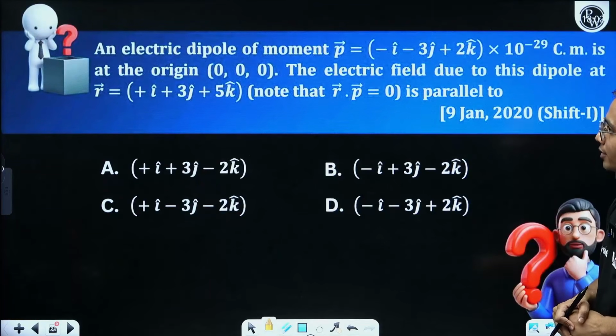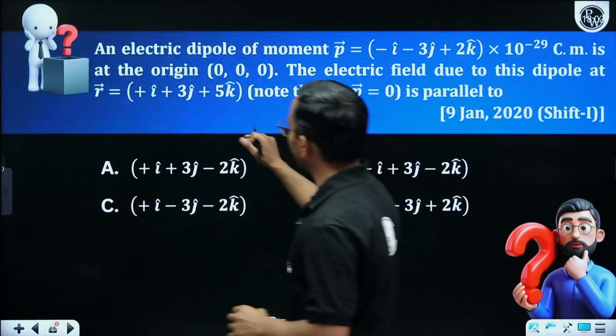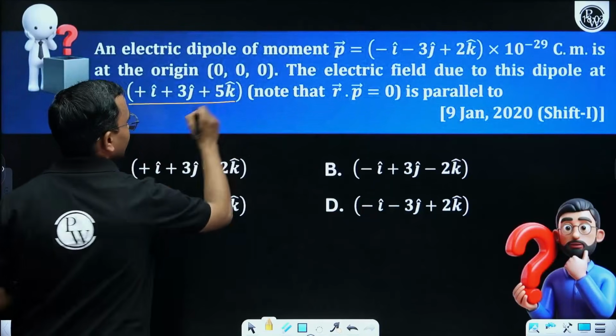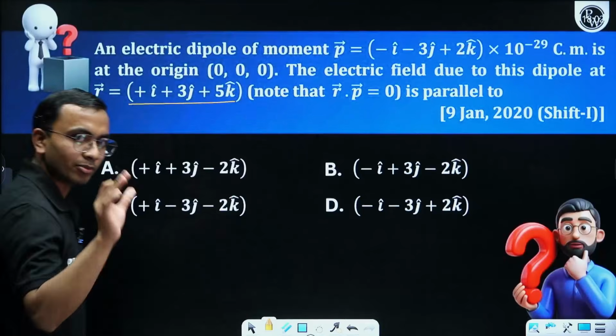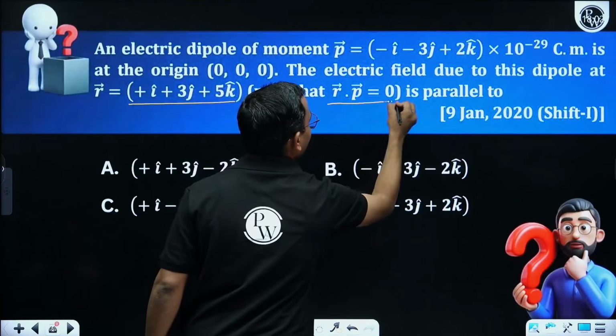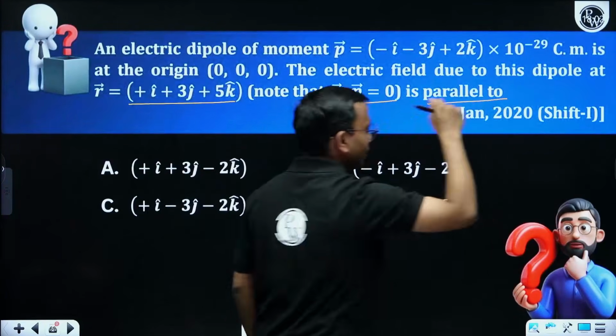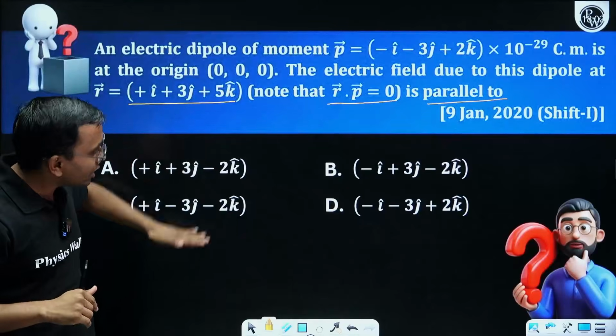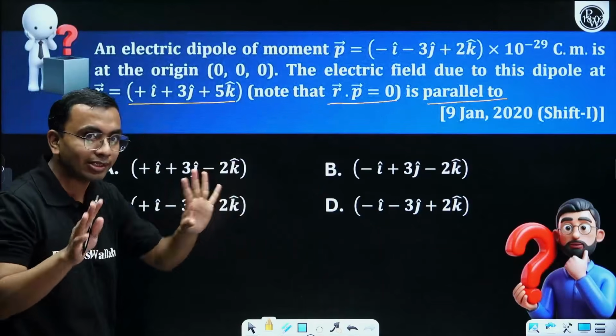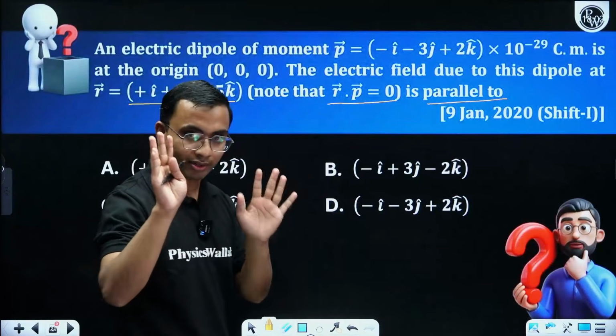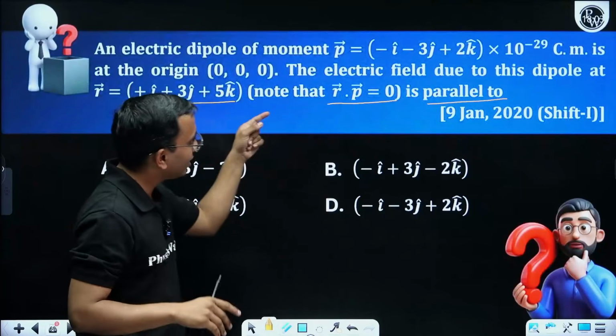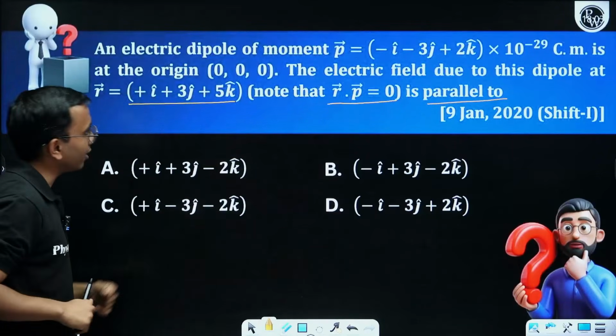What is asked here? An electric dipole moment P is at origin. The electric field due to this dipole at this particular point, and here the most important thing is r dot p is 0. We need to tell to which the electric field is parallel, not exactly the electric field. He is not asking the electric field, he is asking the electric field is parallel to which of the vectors.